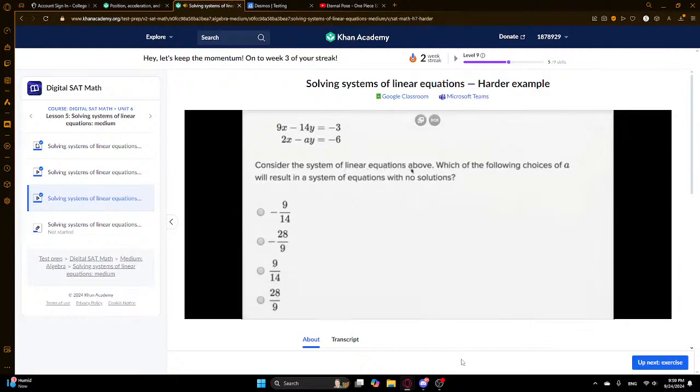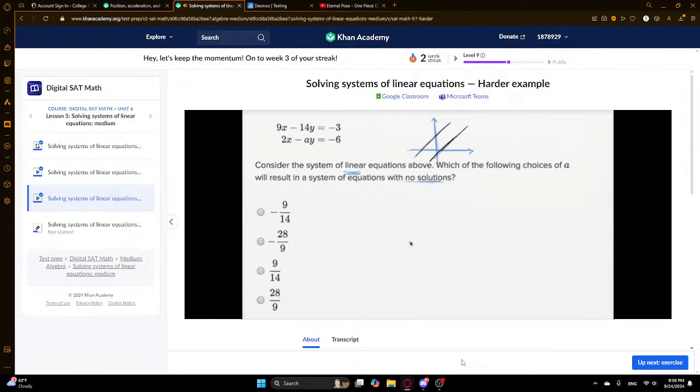Consider the system of linear equations above. Which of the following choices of A will result in a system of equations with no solutions? A system has no solutions if you have two lines that are parallel. They're never going to intersect. There's no XY pair that satisfies both of them. So if they are parallel, then you're going to have no solutions.